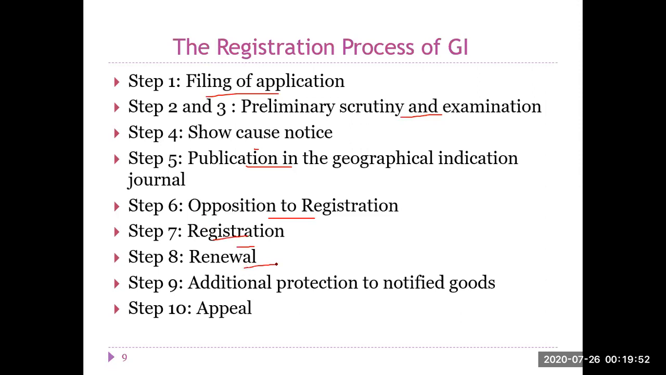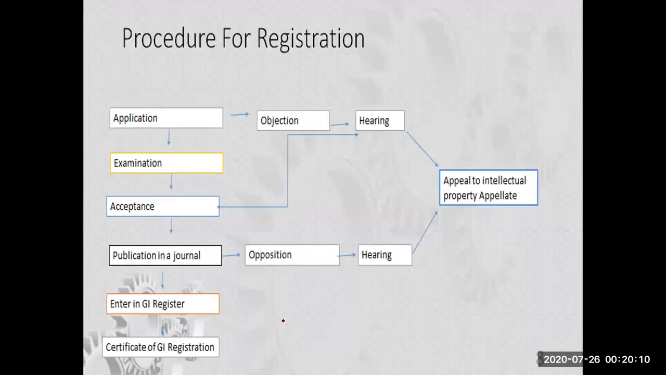The registration lasts some years, not some days, and after that you can renew it. If additional protection is sought for notified goods, it is also appealed or granted. The process is: application, examination, acceptance, journal, entry in the GI register, and then you will get the certificate.